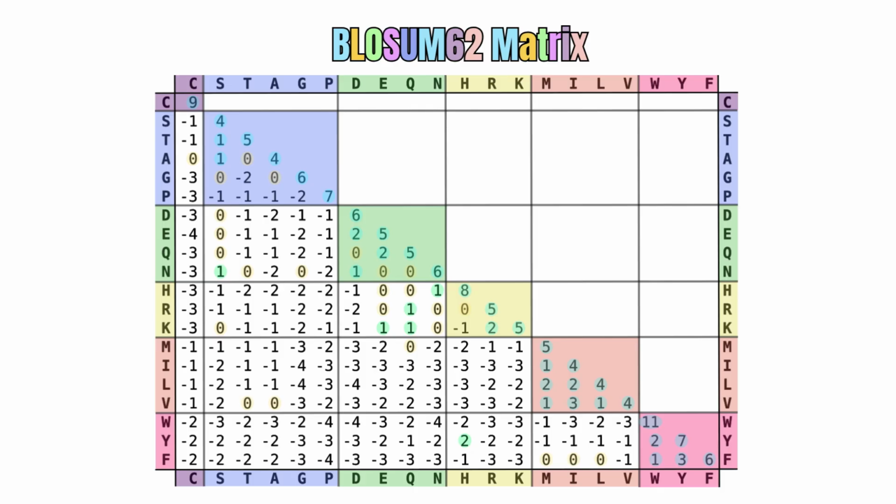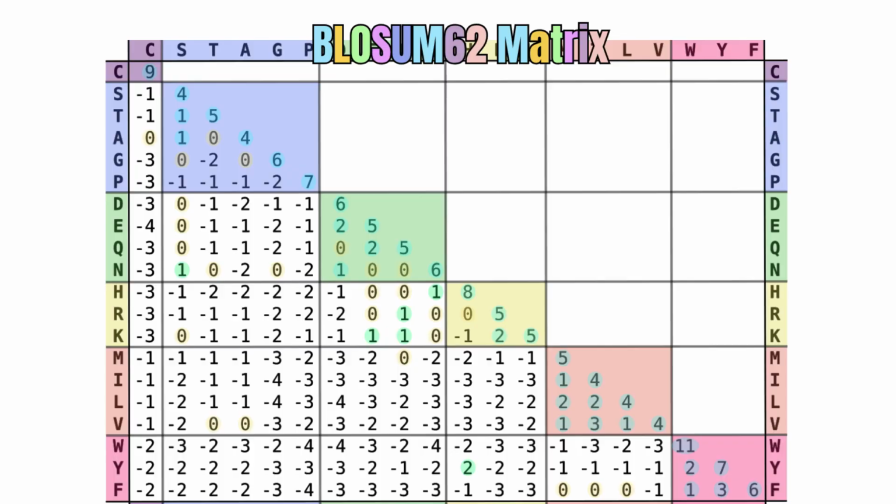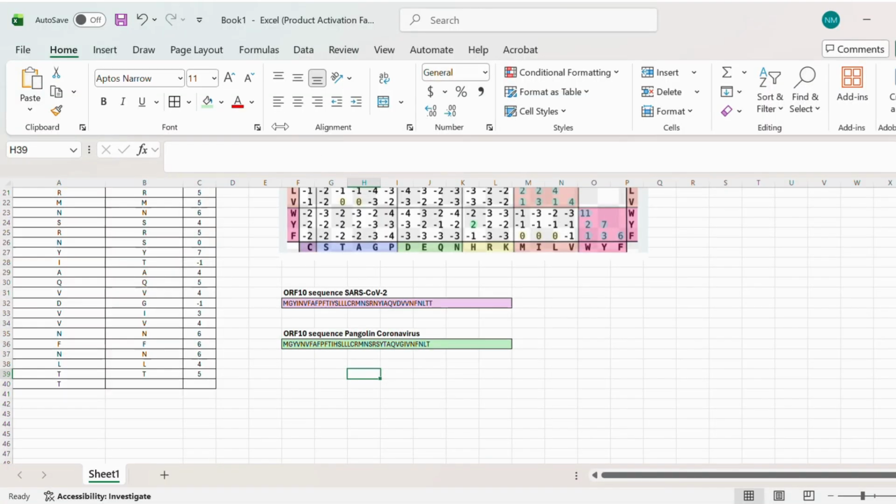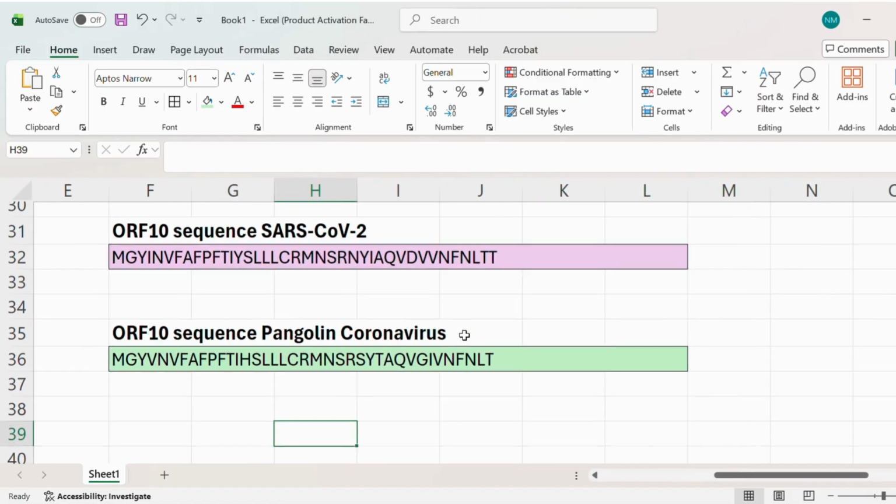Now, to compare these sequences, we use the BLOSUM62 matrix. This matrix assigns scores to amino acid substitutions based on evolutionary data. Positive values indicate substitutions that occur frequently, while negative values indicate rare substitutions. As I explain later, this matrix assigns a numerical score to each pair of amino acids based on how frequently they are substituted in their evolution.